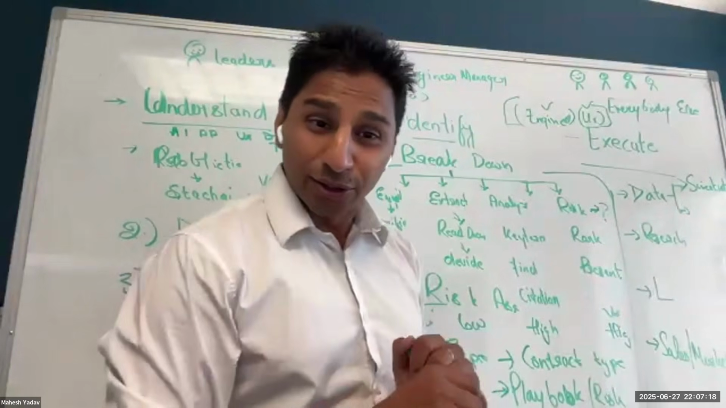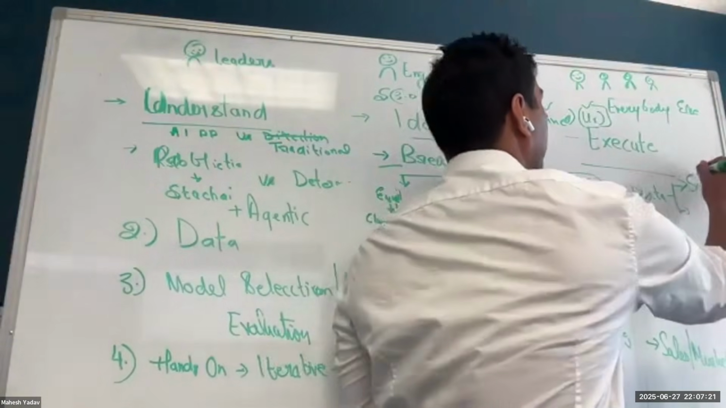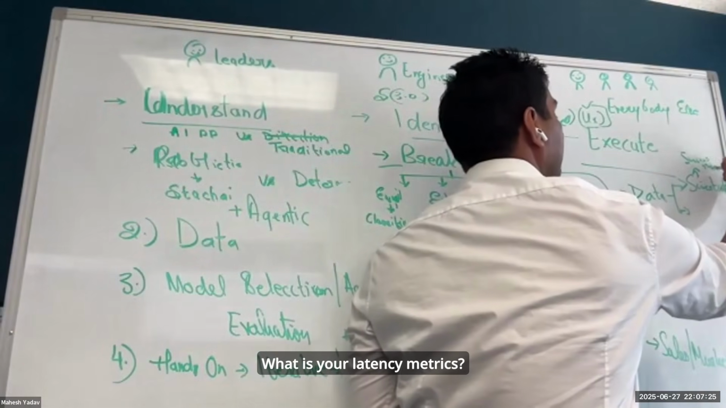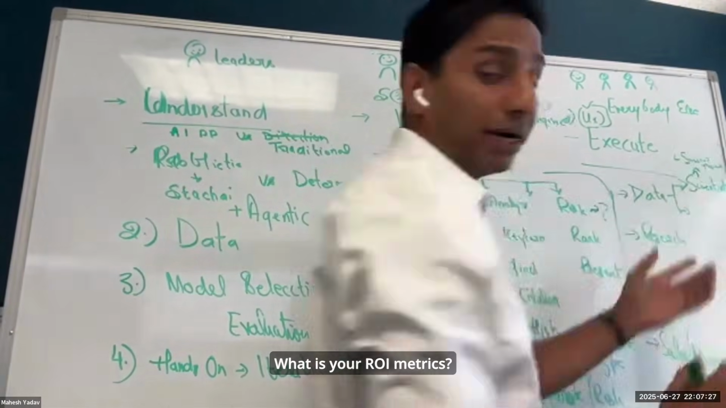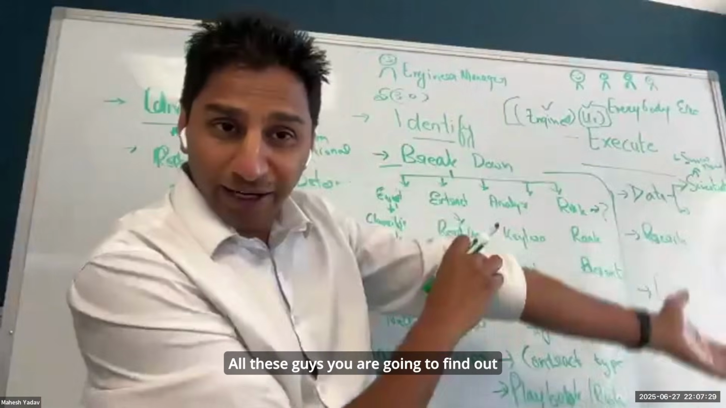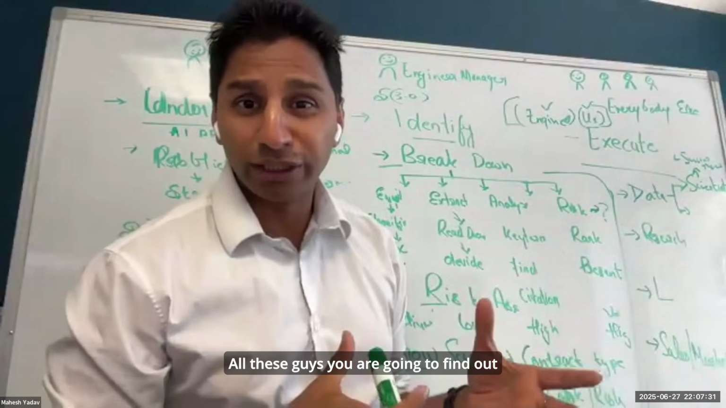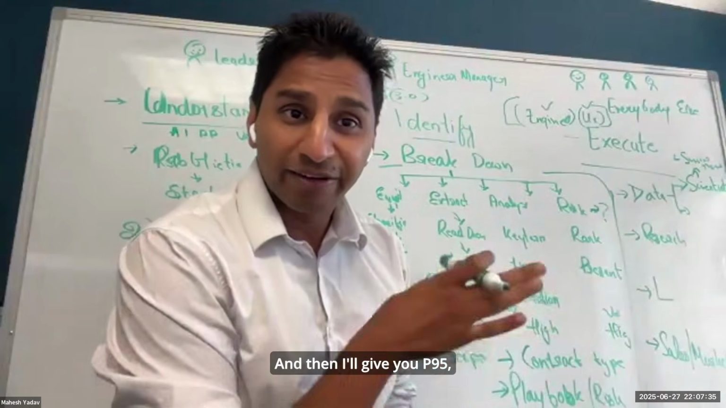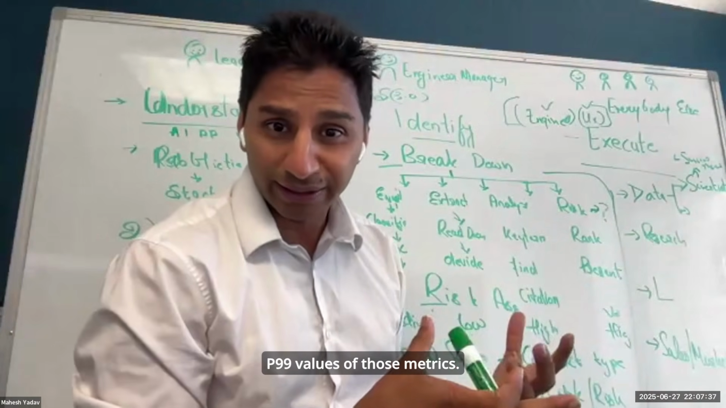Close. They are expecting you to define your success metrics. What is your North Star metric? What is your latency metric? What is your ROI metric? All these guys are going to find out in the data, which is not very trivial, and then I'll give you P95, P99 values of those metrics.